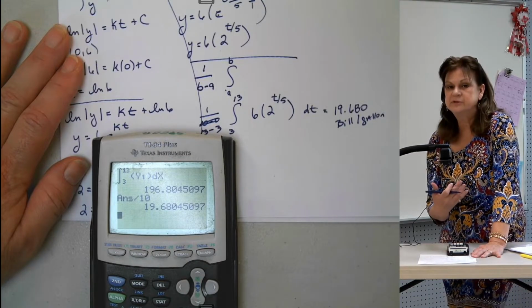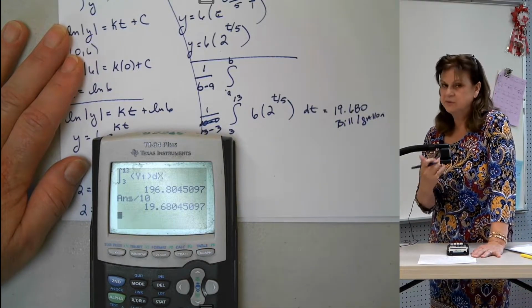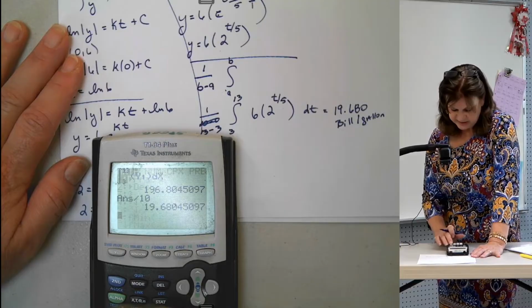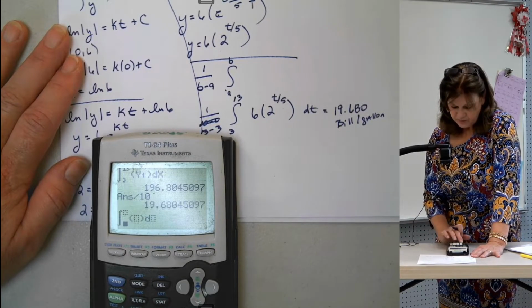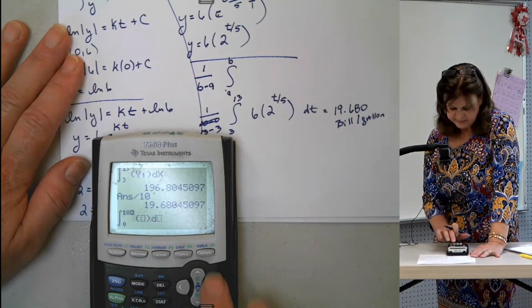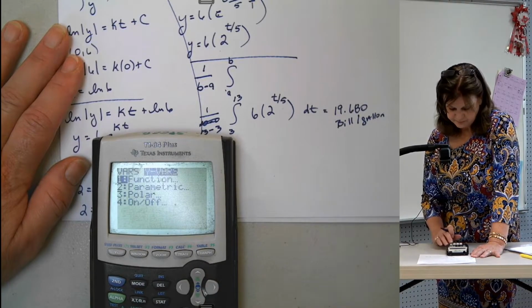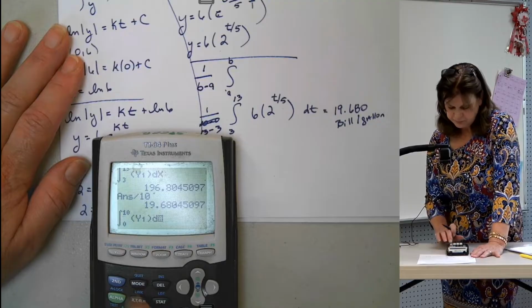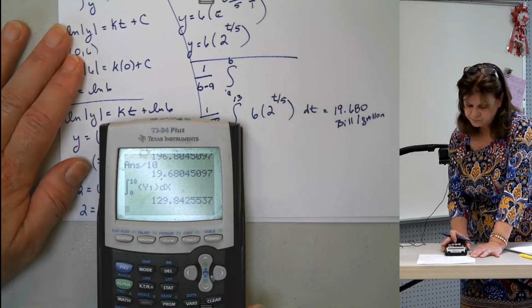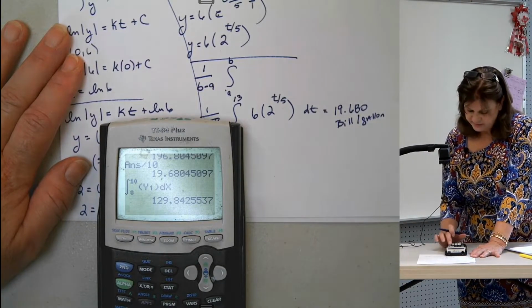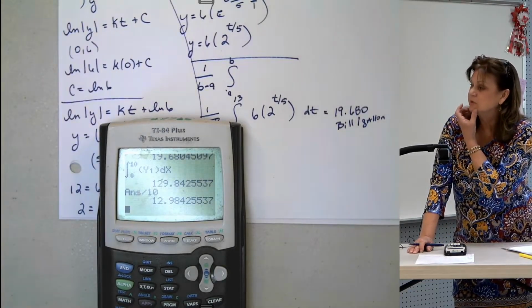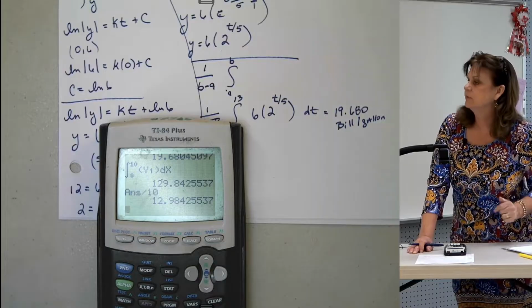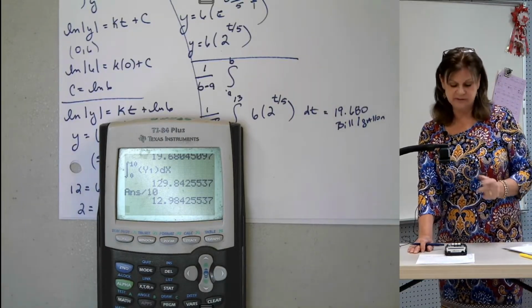So how far off would you have been if you had started from 0 to 10? Well, you can check that out pretty easily. If we integrate from 0 to 10, and then divide that by 10, you would have been at 12.984 billion gallons. So you would have been off quite a bit, 7 billion gallons.